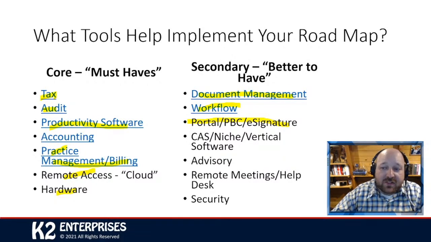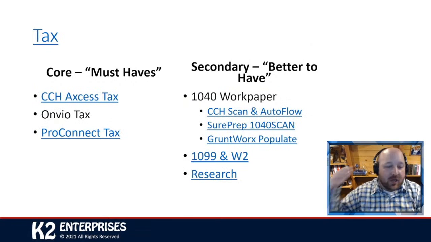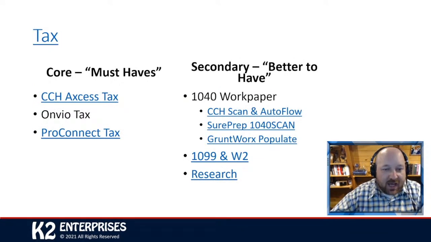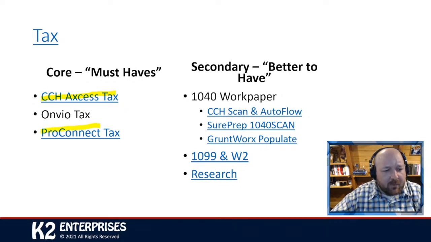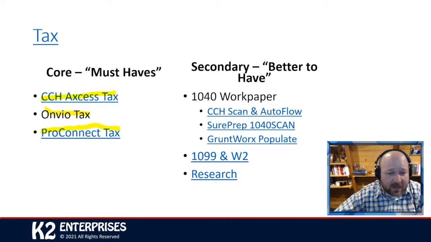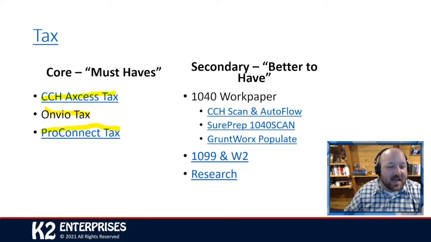Okay, a couple things in each of these major sections. On the tax side of this, our must-haves, we're going to need some sort of major tax applications. CCH's Axcess Tax, the Pro Ultra Tax from Thomson Reuters, Intuit's products, Lacerte, ProSeries, something like that. ProConnect Tax, Omnivo Tax as well. Those are great.